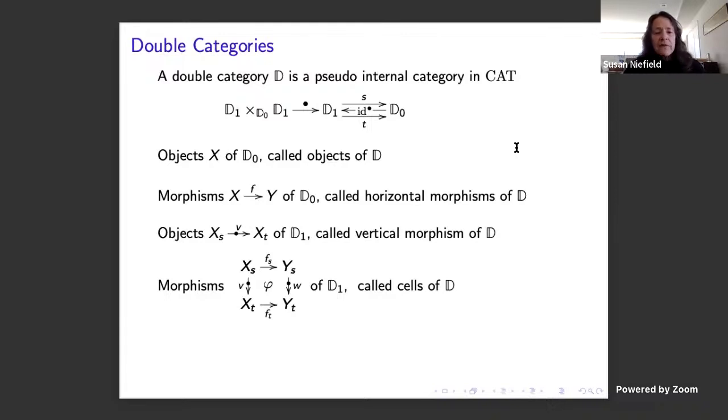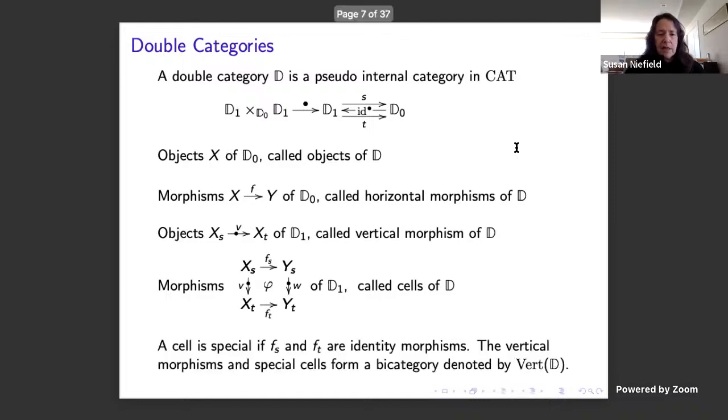Anyway, a morphism from V to W in D1 is called a cell of D. Okay. And one can talk about the vertical morphisms and what are called the special cells form a bicategory denoted Vert D, the vertical category of D.